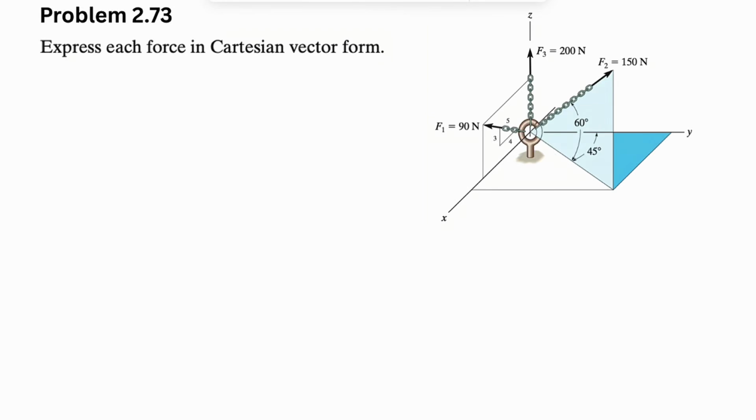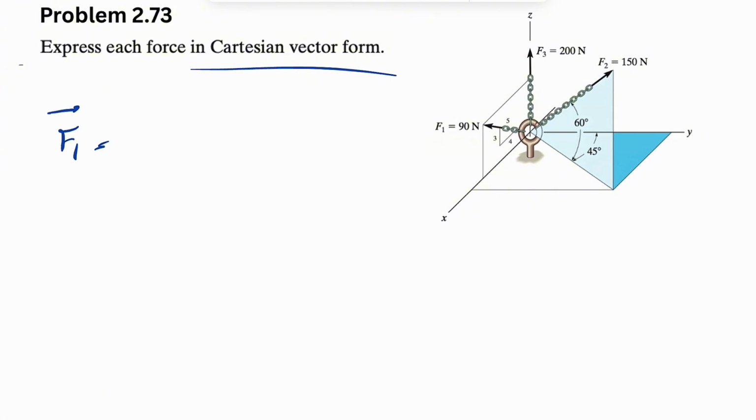Alright guys, we have another question from the second chapter of engineering mechanics and statics, and we need to express each force in Cartesian vector form. We have three different forces, and we basically have to find the XYZ components of each of these forces. Let's start with F1 first.